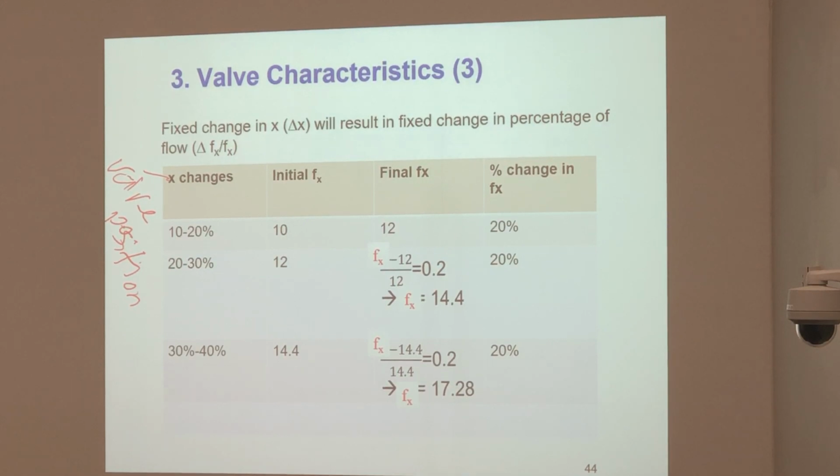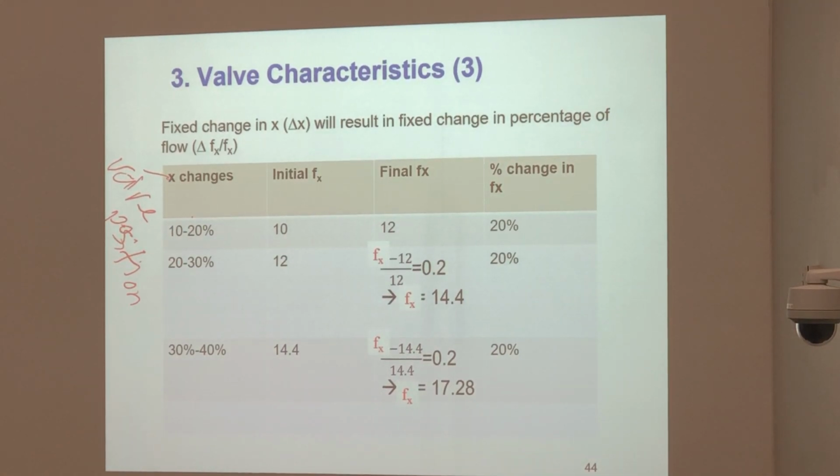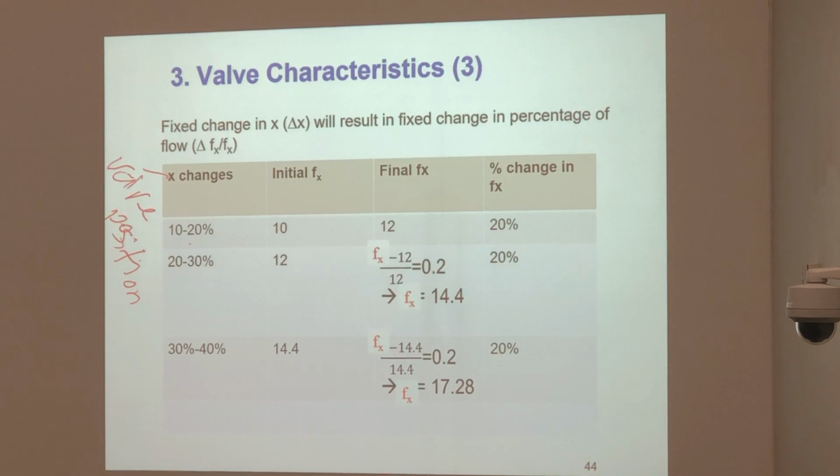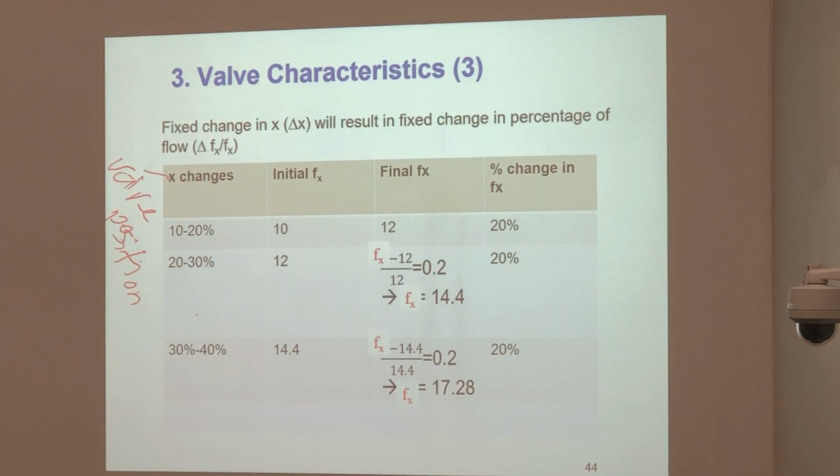x changes means the change of valve position. What I have here is from 10 to 20%. So the change is how many percent? 20 minus 10, 10%. 30 minus 10, also 10%. So equal percentage means if all these x changes are the same, my fx changes by the same percentage. For a 10% change in the valve position, my fx changes 20%.